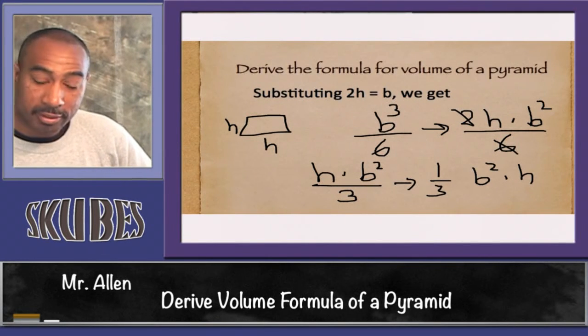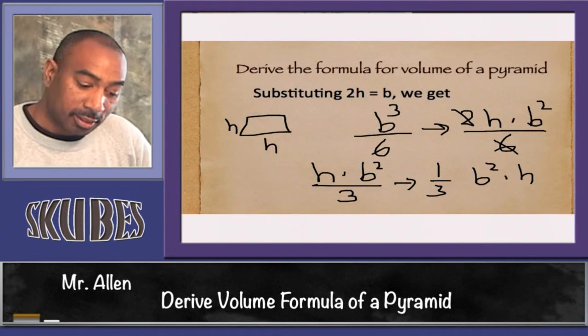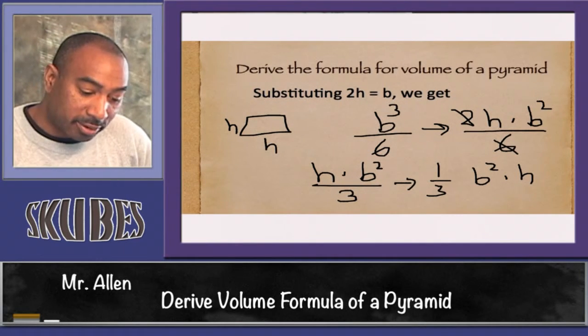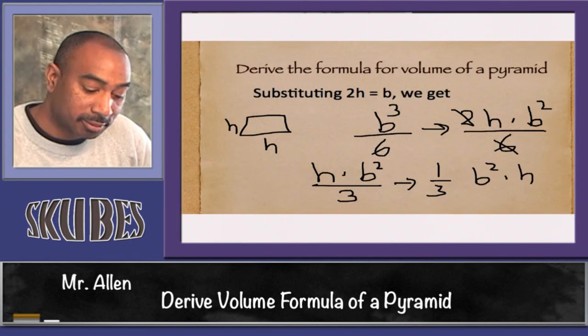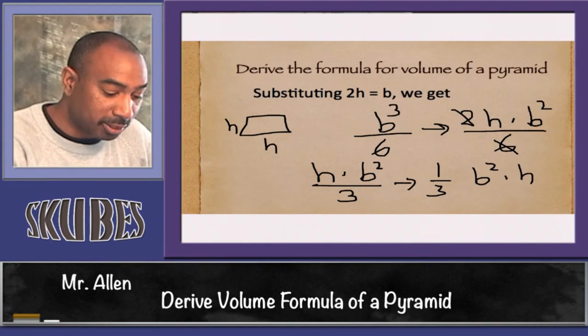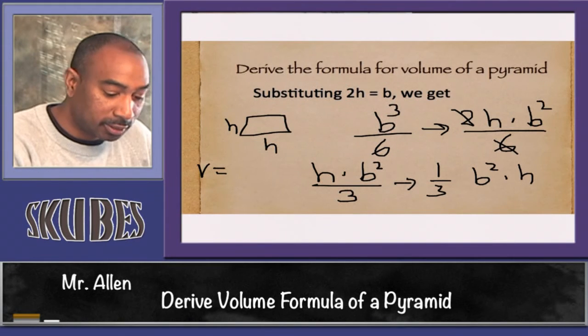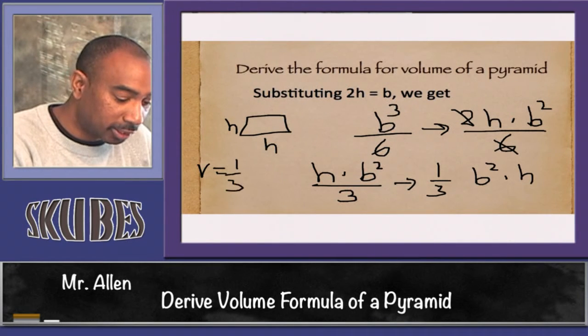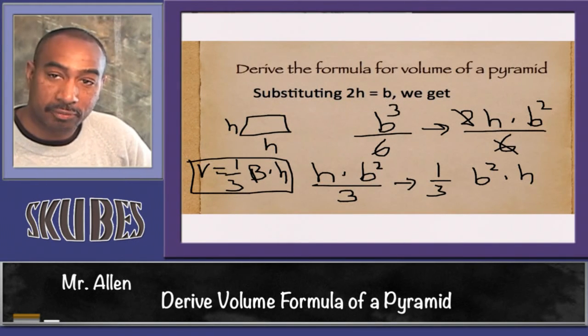And remember, the area of a square is the side squared. This may vary because the base may be triangular, or it could be rectangular, but in this case I'm considering the square base. So in general, we'll just write it this way. I'll say the volume is equal to 1/3, and I use a capital B, times height. This concludes our lesson for the volume of the pyramid.